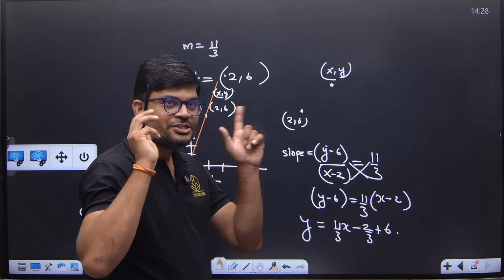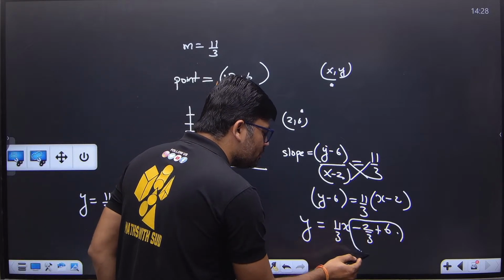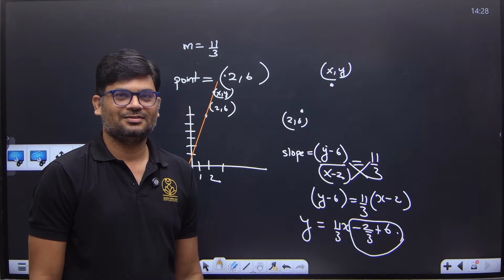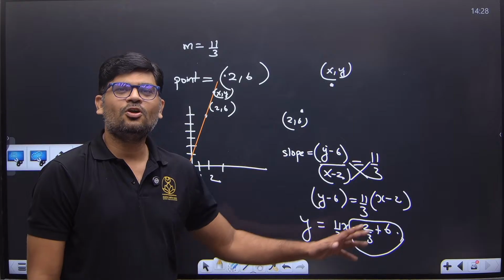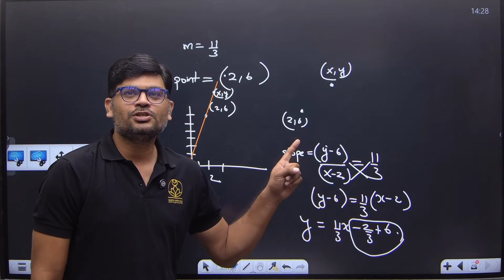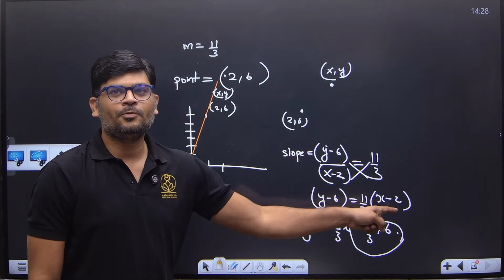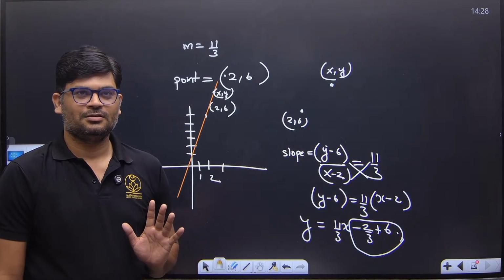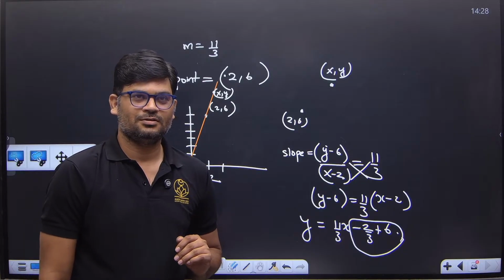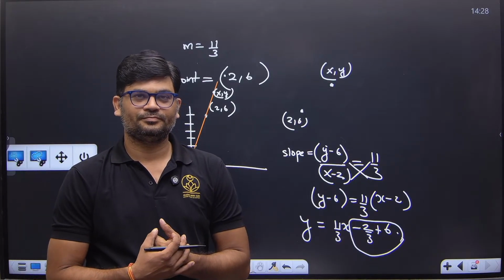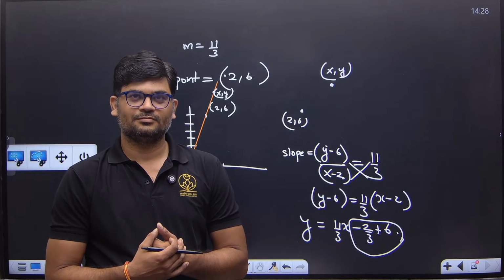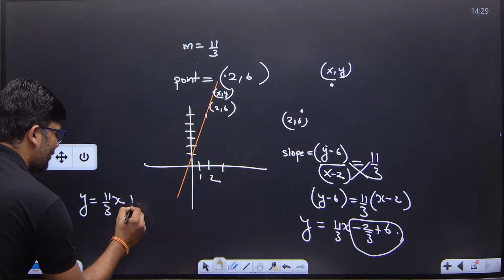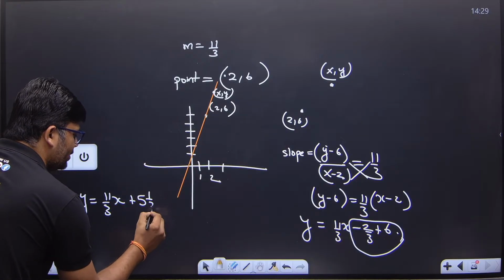Now tell me from your sharp mind, what is 6 minus 2 by 3 going to be? Okay, I might take multiple steps for that. No, you can do it in one step. I know that you can do it. You start your journey from 2 by 3, end up at 6. Tell me. Okay. 1 by 3. So 5, 1 by 3. Very good. So 11 by 3x plus 5 1 by 3.